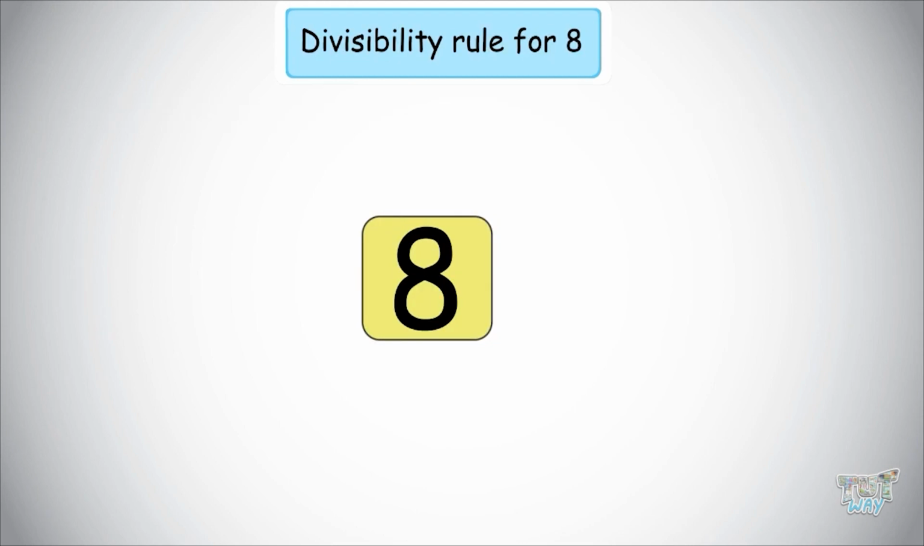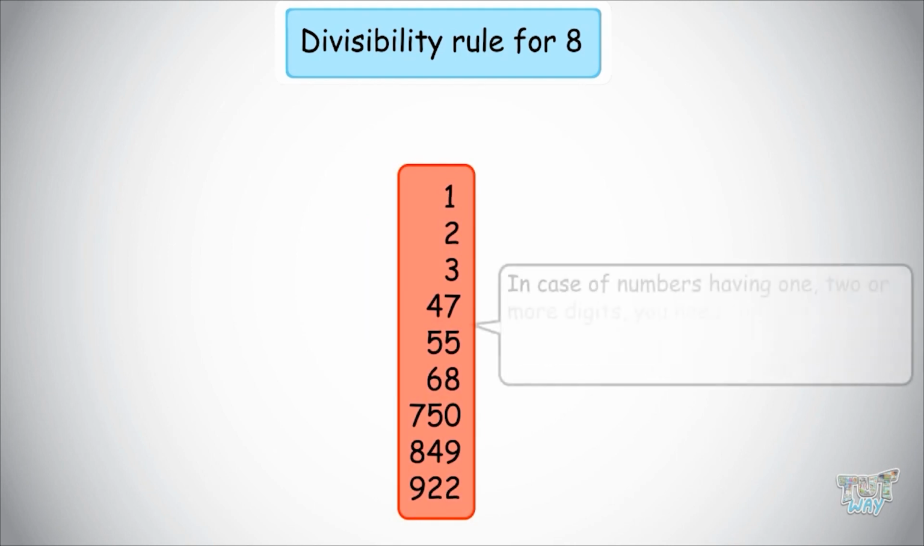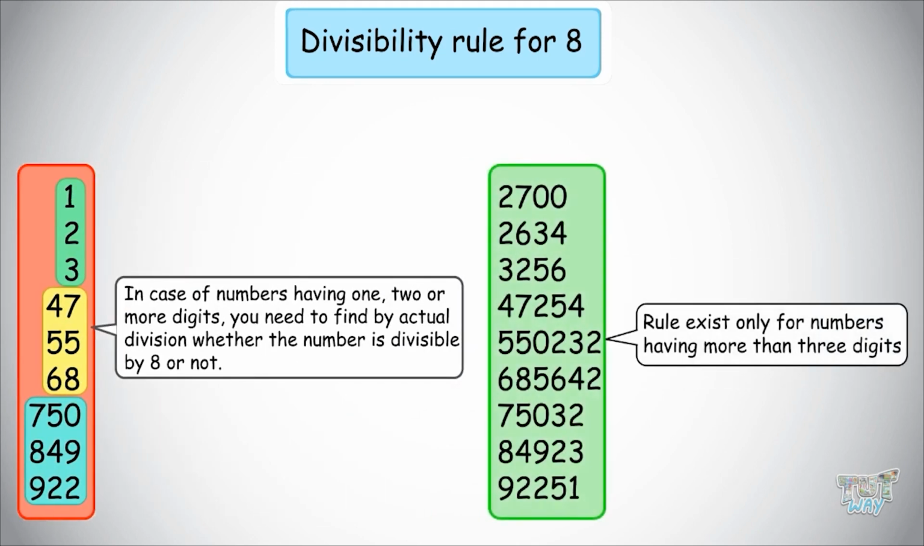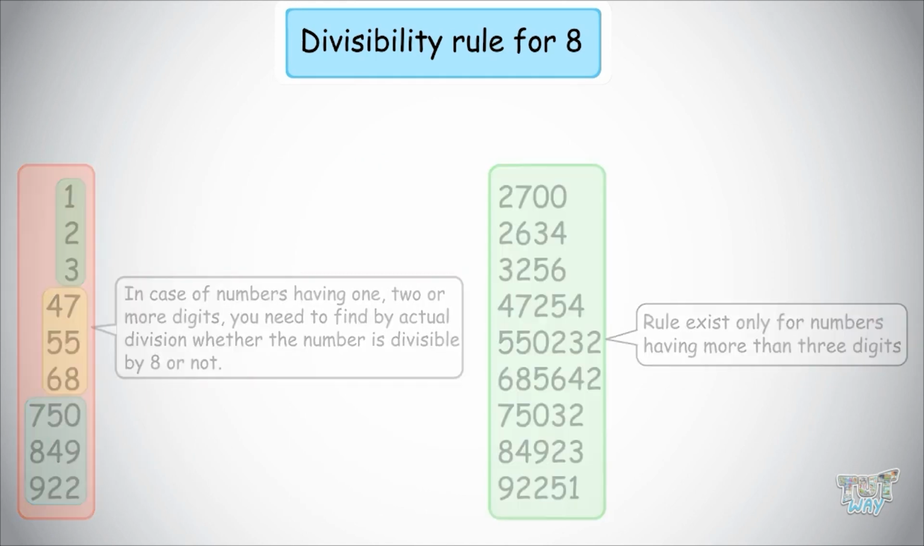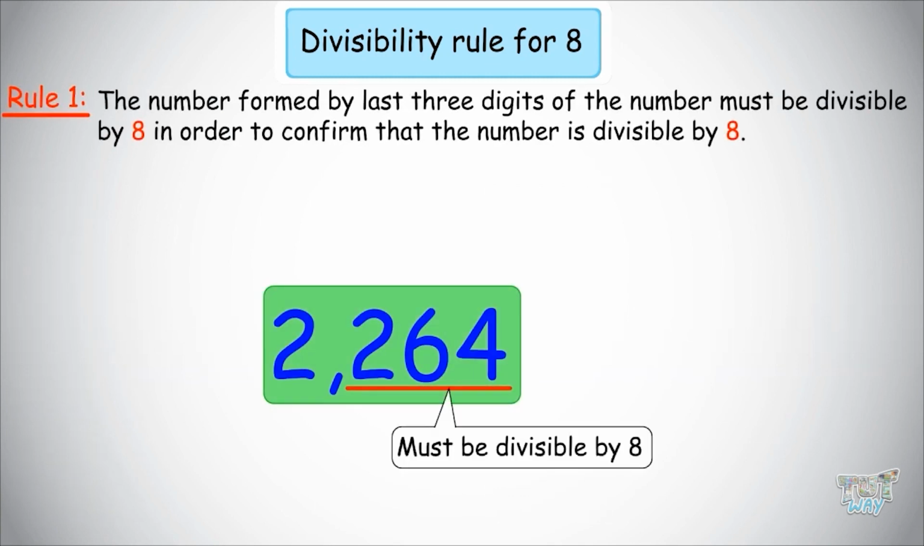In the case of 8, no rule exists for numbers that have 1, 2, or 3 digits. So in the case of numbers that have 1, 2, or 3 digits, you need to use actual division. The rule only exists for numbers that have more than 3 digits. And the rule is that the number formed by the last 3 digits of the number must be divisible by 8 in order to confirm that the number is divisible by 8.